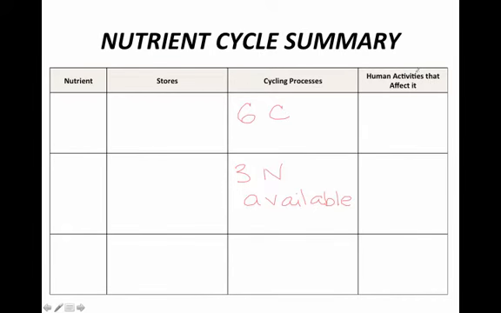In terms of the human activities that affect it, not only do I want you to list these, but I want you to look for trends. Tell me, there are some things that we're doing that are affecting all 3 of these cycles. So look for trends and reoccurrences.